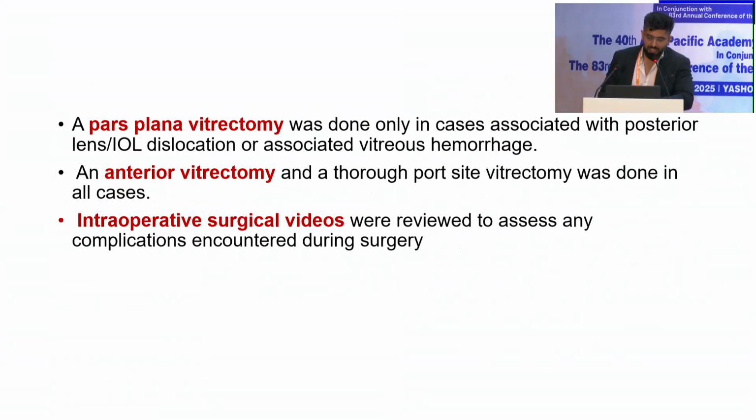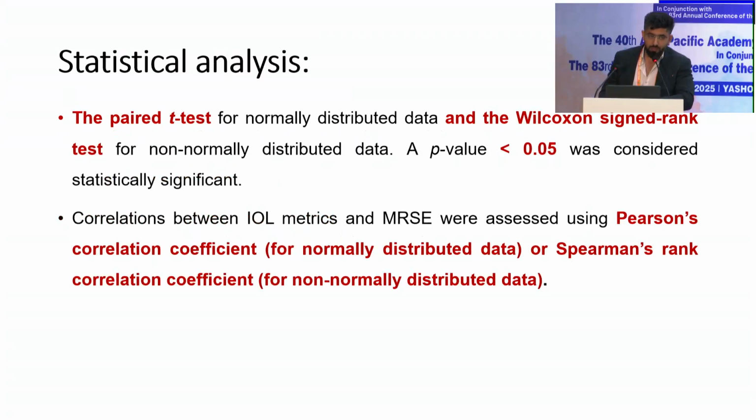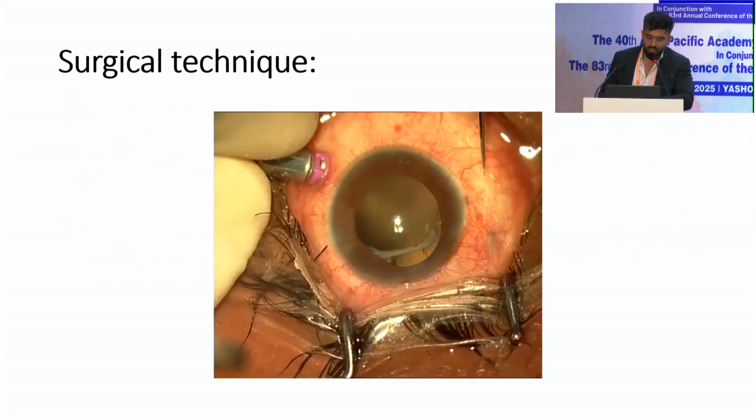Surgical details were collected. A pars plana vitrectomy was done in all the cases associated with posterior lens or IOL dislocation or associated vitreous hemorrhage. An anterior vitrectomy and a thorough port site vitrectomy was done in all the cases. Intraoperative surgical videos were reviewed to assess any complications encountered during the surgery. Necessary statistical analysis was done. Just a short video to show how the surgery is done.